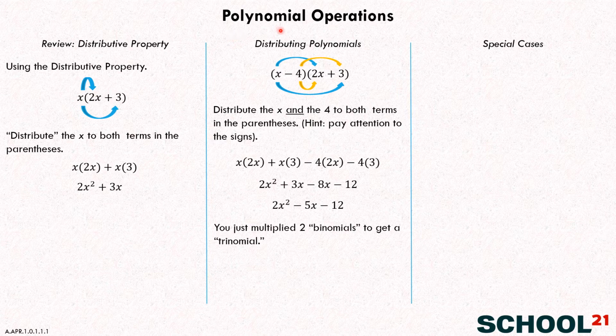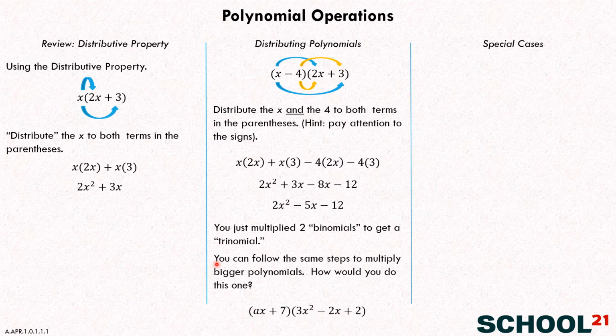So polynomial just means multiple terms. Binomial means 2. Trinomial means 3. Does that make sense to you? Yeah. Okay. Now that you know how to do this, you're basically taking the distributive property and using it with binomials to get trinomials. You can do it with even larger polynomials.